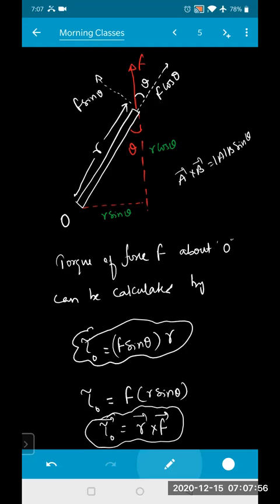So that is about your torque formula. Tau is equal to r bar cross F bar, which is r into sin theta. This r sin theta is known as the lever arm, or we also call it the moment arm. This perpendicular distance we call the lever arm, or the moment arm basically.